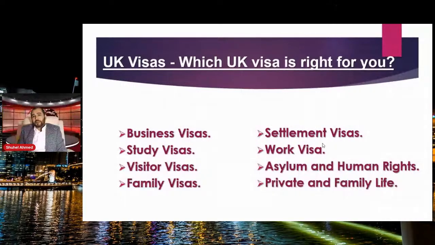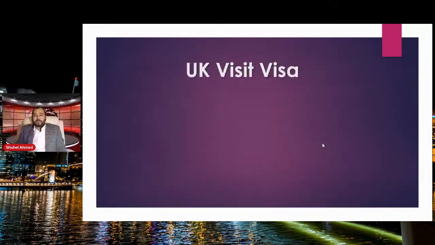So right now in the UK, as you see on the screen, there are the business visa, study visa, meaning student visa, with different types of student visa, visitor visa, different types of family visa, different types of work visa, meaning work permits, as well as a visa on the basis of human rights or private and family life. So I'll give you first the visit visa.